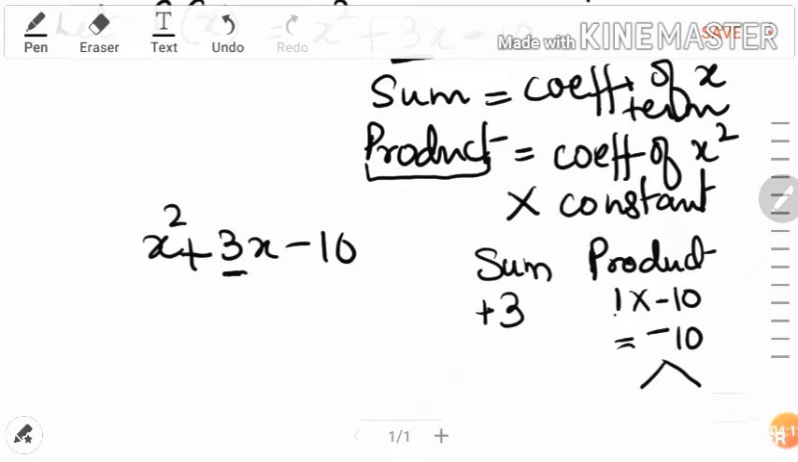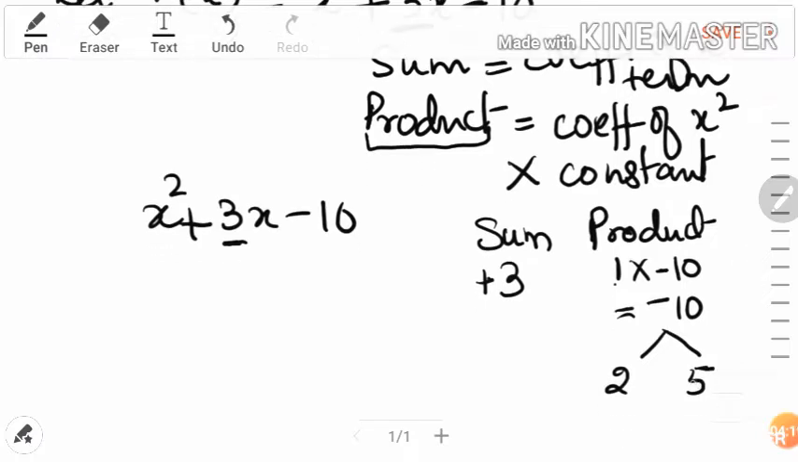So finding factors for minus 10, we get 2 and 5. Now we need to place the sign for 2 and 5 such that the product is minus 10 but their sum is plus 3. So the plus will go with the bigger number and minus will go with 2. So minus 2 plus 5 on adding gives us plus 3, and on multiplying it is minus 10.